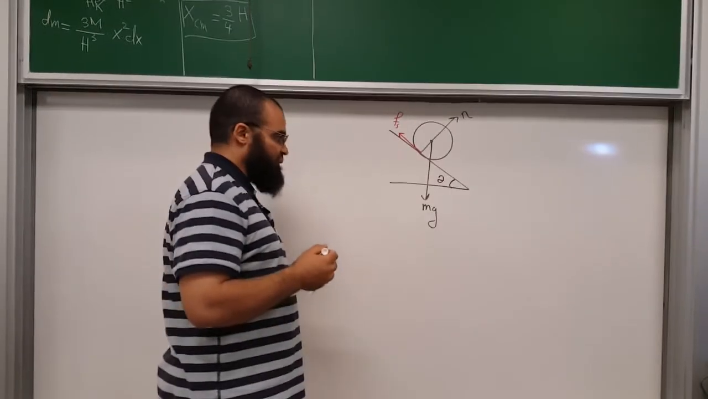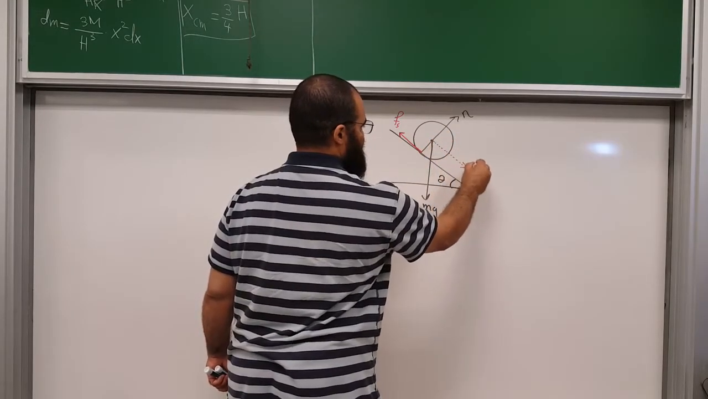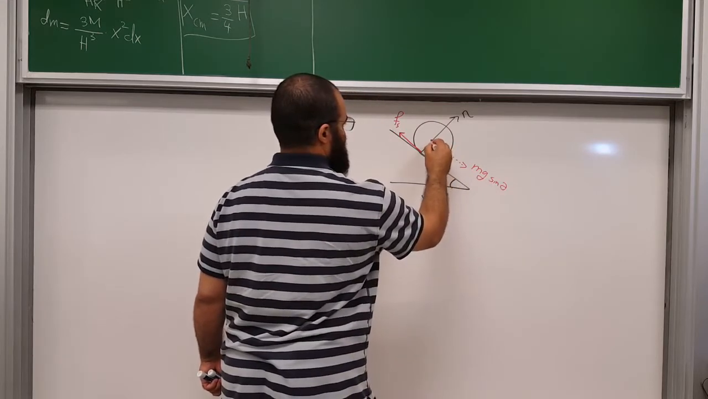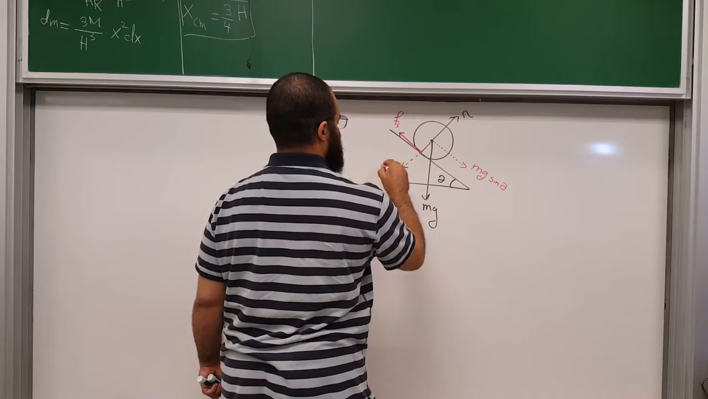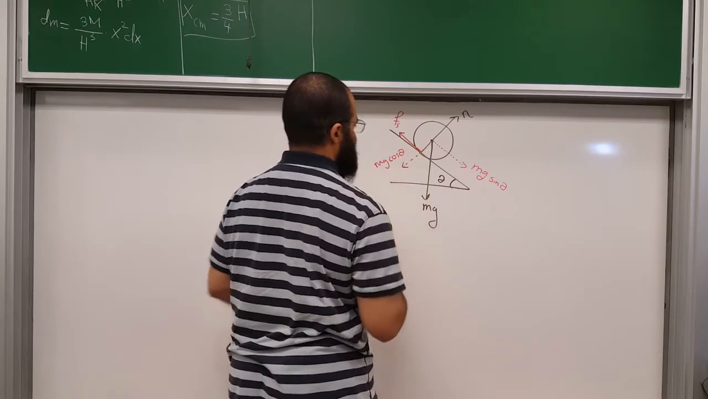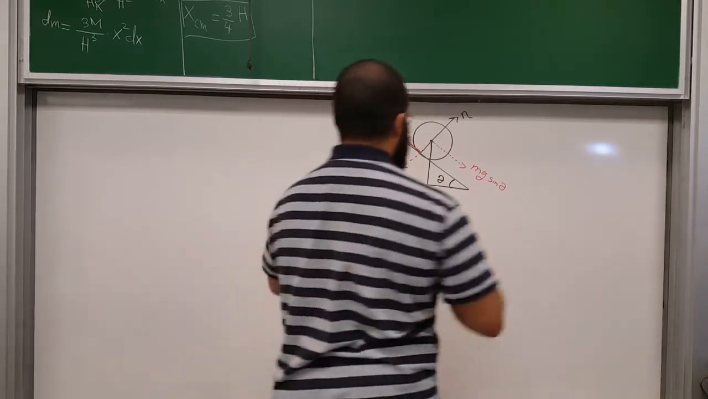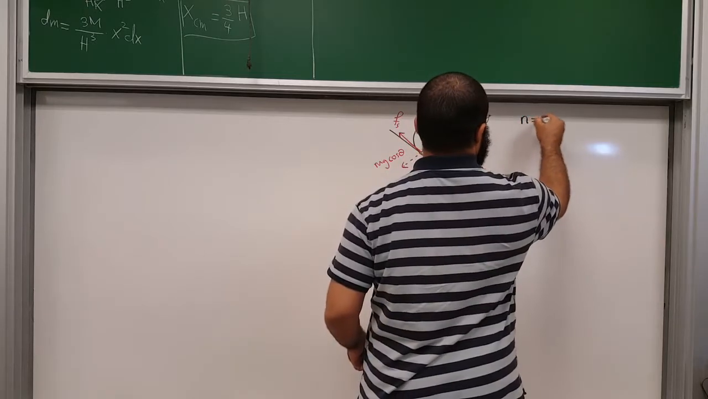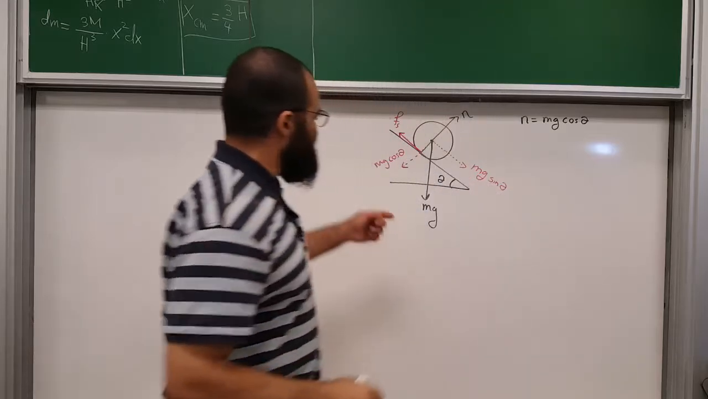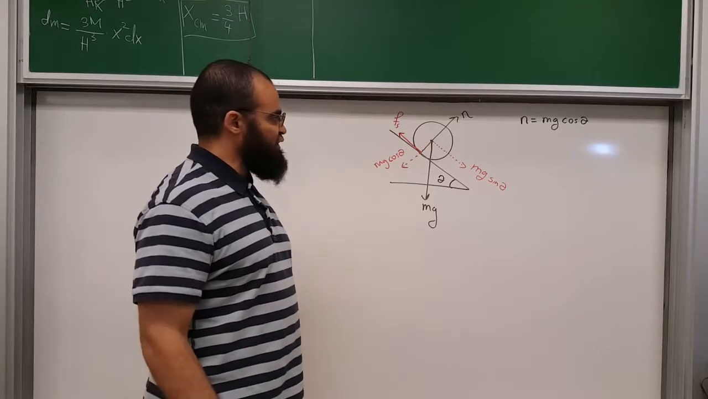So how are we going to calculate it? First of all, the gravity will have two components. One of them is this way, mg sine theta, and one of them is this way, mg cosine theta. There is no acceleration in the y direction, therefore the normal force equals mg times the cosine theta. Next, I want to calculate the angular acceleration of the disk as it falls.